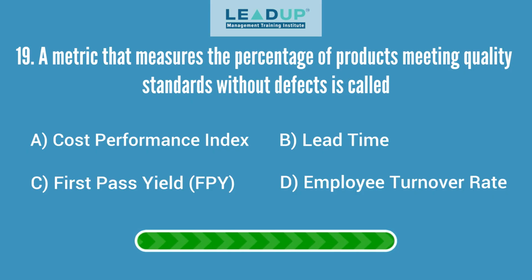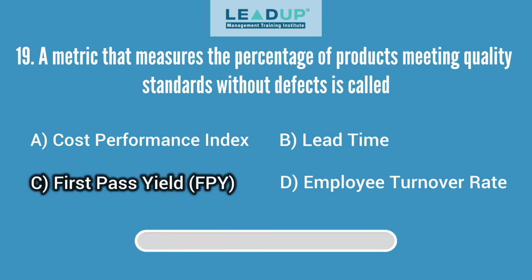Question 19. A metric that measures the percentage of products meeting quality standards without defects is called A. Cost Performance Index, B. Lead Time, C. First Pass Yield, FPY, and D. Employee Turnover Rate. The answer is first pass yield, FPY.